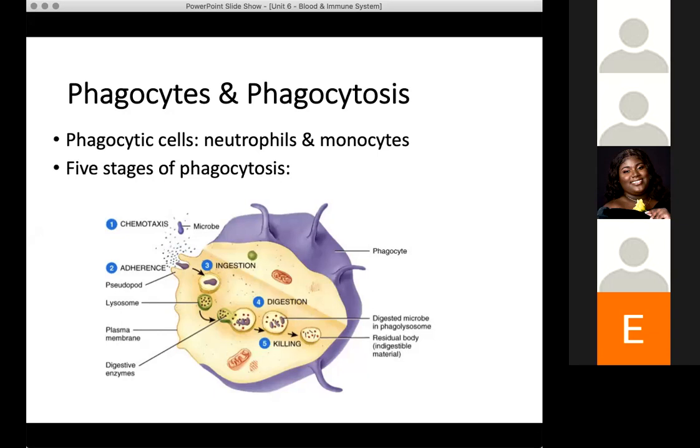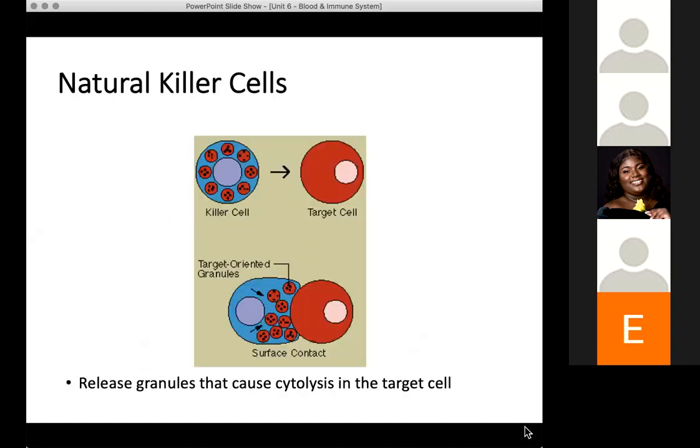All right, in addition to phagocytes, there's another group of cells that have kind of a cool name called natural killer cells. And these are a group of lymphocytes. Remember, those are white blood cells. And their function is to attack and kill cells that are seen as foreign, not belonging in the body. And they cause cytolysis. So they cause the cell to lyse, to rupture.